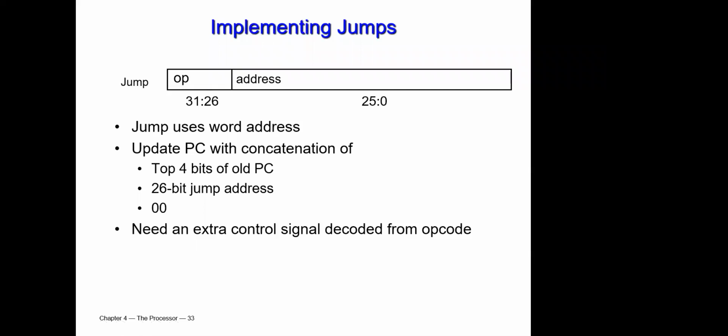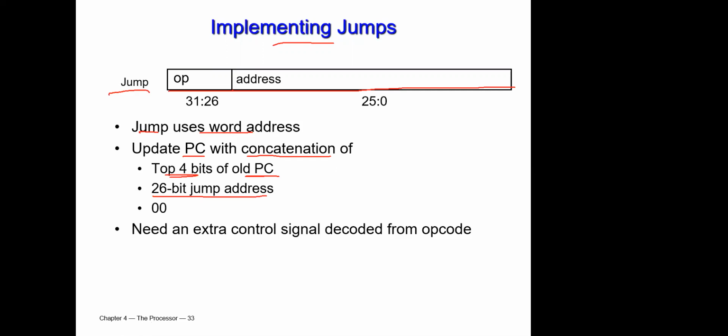Implementing the jump instruction. The jump instruction will have the opcode and a 26-bit address. So of course, the jump will use the word address. How can I update the program counter in this particular case? I will update the program counter with concatenation. I will take the top 4 bits of the old program counter, and then I will take the 26-bit jump.